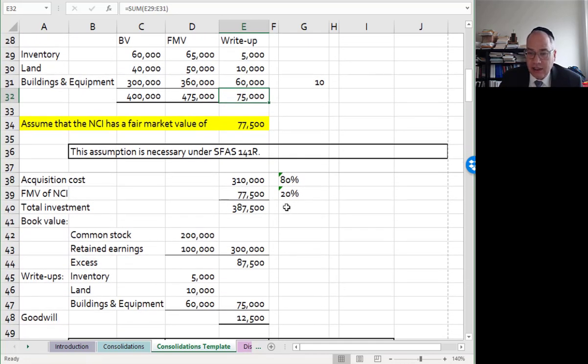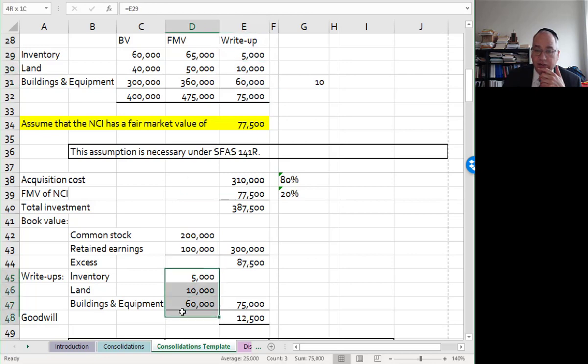Now let's assume again, as we said before, the non-controlling interest has a fair market value of $77,500. If we were to do a detailed calculation here, we would see that total investment was $387,500. That's $310,000 invested by the parent to buy Special, and the 20% non-controlling interest of Special is $77,500. The book value of Special is $300,000. That's $200,000 in common stock plus $100,000 in retained earnings, meaning that the full value of the differential here is $87,500. Part of this is accounted for by the write-ups of inventory, land, and buildings and equipment. Those add up to $75,000, meaning that there's still $12,500 not accounted for, and that's going to be goodwill.